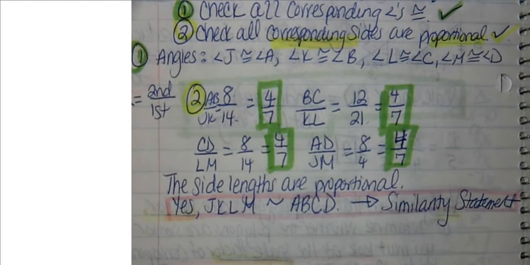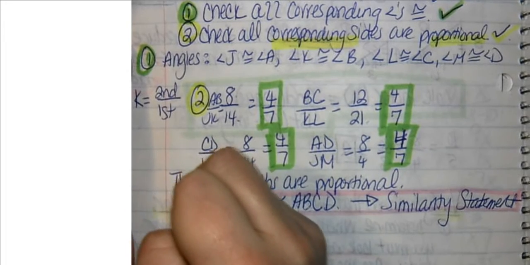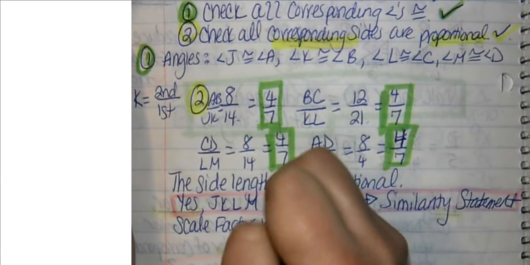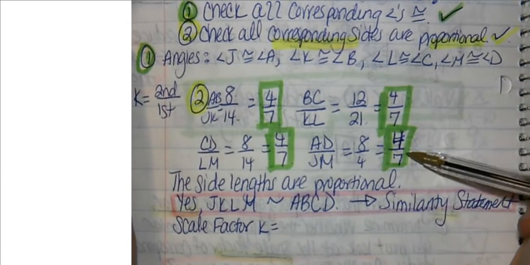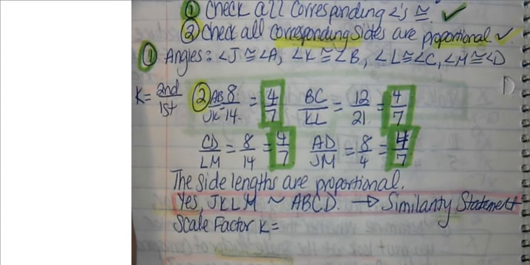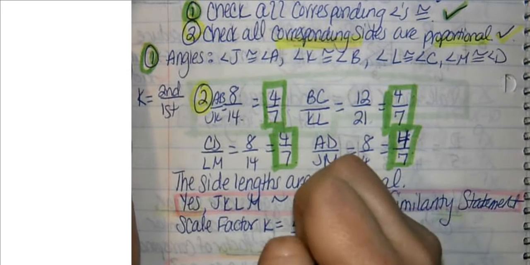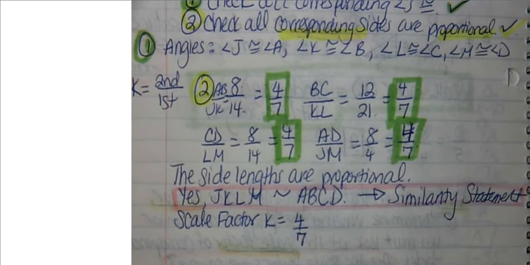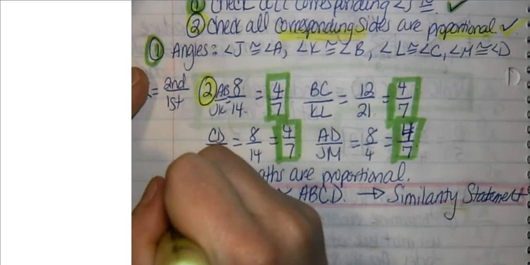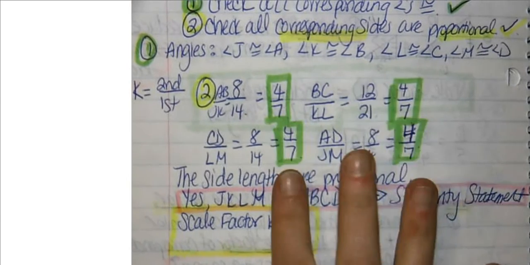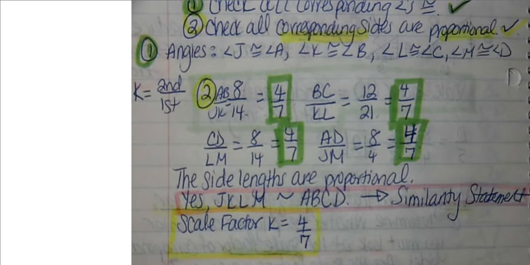Our scale factor in this problem was the letter K, and every single one of these ratios simplified to the same exact value, and that value was 4/7. So in this problem, our scale factor is 4/7. So you might be asked to identify a scale factor, and that is what all of the corresponding side lengths, their proportions, will simplify to.